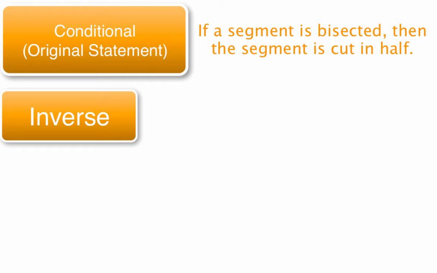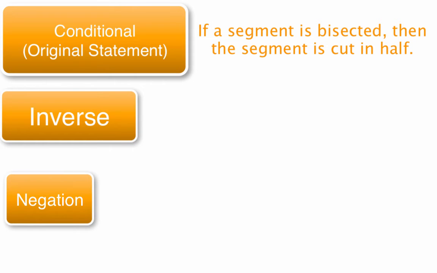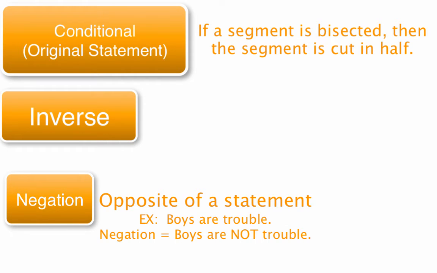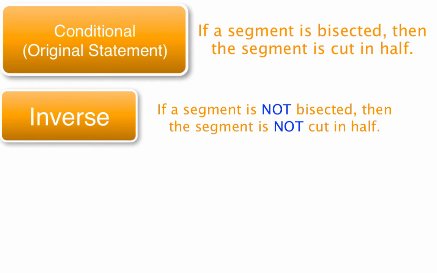The inverse of a statement places the negation, or the opposite, in both the hypothesis and the conclusion. The inverse of our original statement would be, if a segment is not bisected, then the segment is not cut in half.